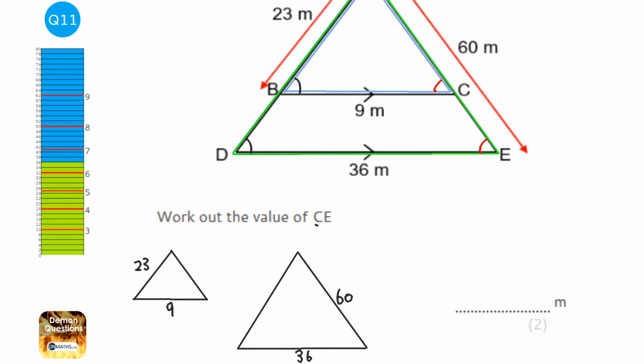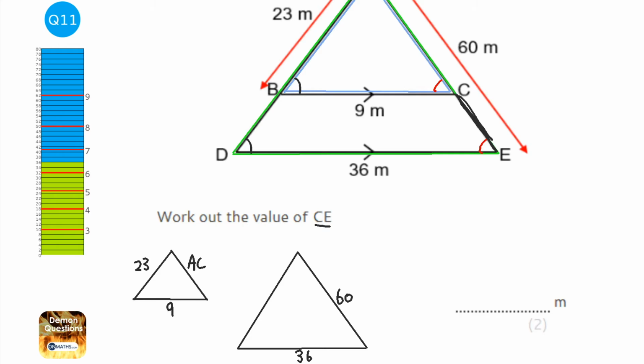Okay, now ask for the value of CE, which is this bottom length here. That's the bit we're trying to find. But I'm going to ignore that, and I'm going to work out what AC is. The reason for that is if I know AC, I can take away from 60 to work out CE, because I know the total distance is 60.